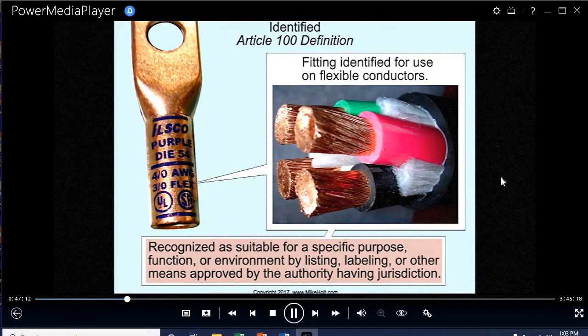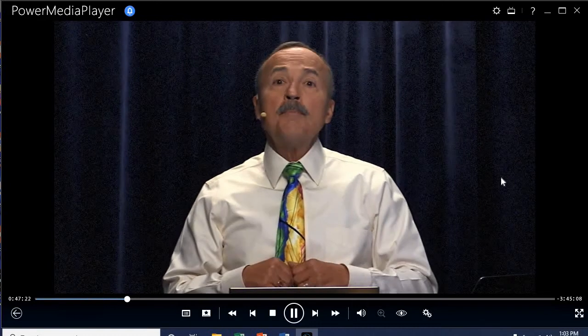Okay, identified. This is a really important term. Identified doesn't mean approved, and identified doesn't mean listed. It means that the manufacturer specifically said, hey, this thing could be used for this application. It's not listed for the application because there's no listing standard. So somebody made up something. Let's take a look at this graphic right here.